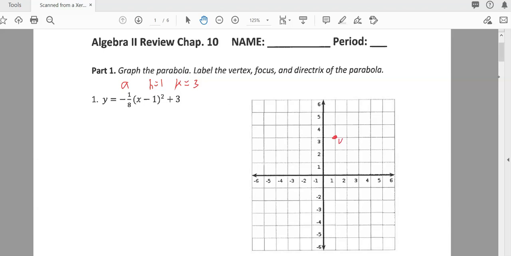This is a Y, so I like to sketch it out off to the side. I know it's opening down because A is negative, so I know the focus is going to be down below a distance of C. So I need to figure out what C is. So C equals 1 over 4A.